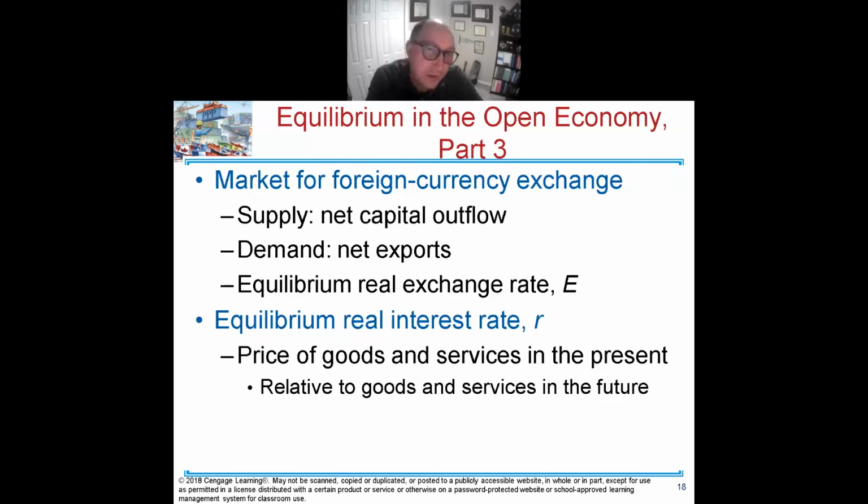In foreign currency exchanges, the supply is based on the net capital outflow. The demand is based on net exports, and the exchange rate is the point of equilibrium. The real exchange rate is based on the price of goods and services relative to the future value.